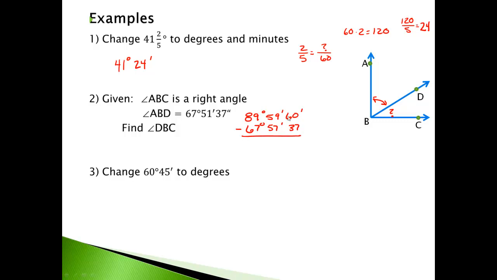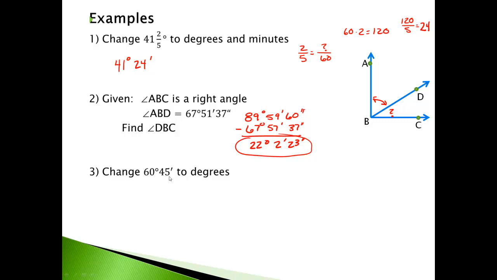So, 60 minus 37 is 23. Oh, forgot to put that there. 59 minus 57 is 2. And 89 minus 67 is 22. So our answer would be 22 degrees, 2 minutes, 23 seconds. That would give us our angle of DBC.